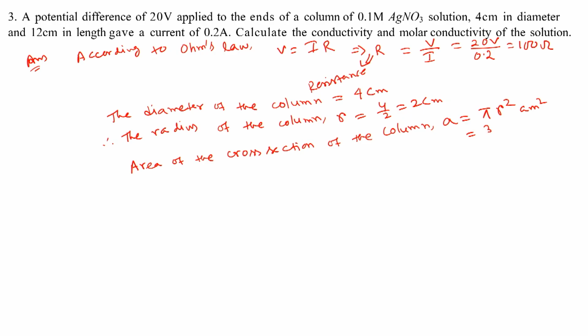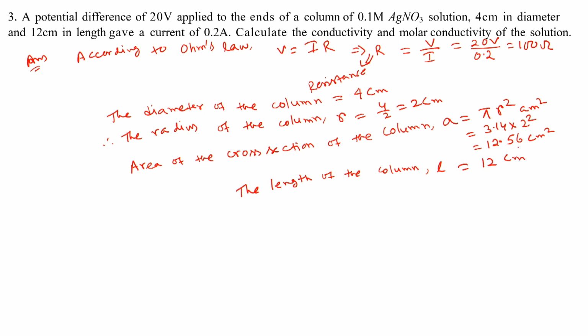So we got 3.14 times 2 squared. If we calculate this, we get 12.56 centimeter square. So this is the value of area of cross section. Now the length is also given. Length L of the column is given, L is 12 centimeter.